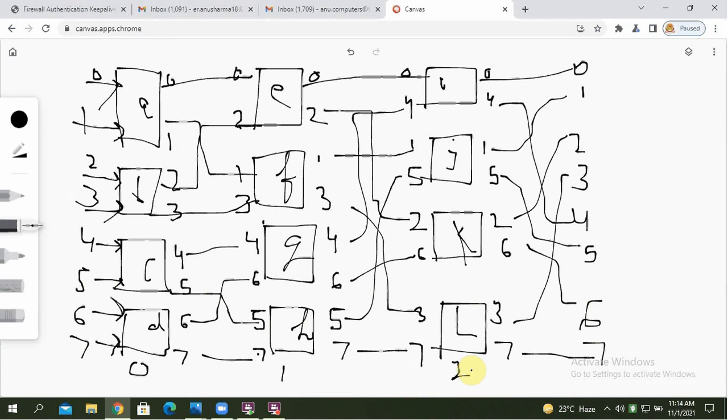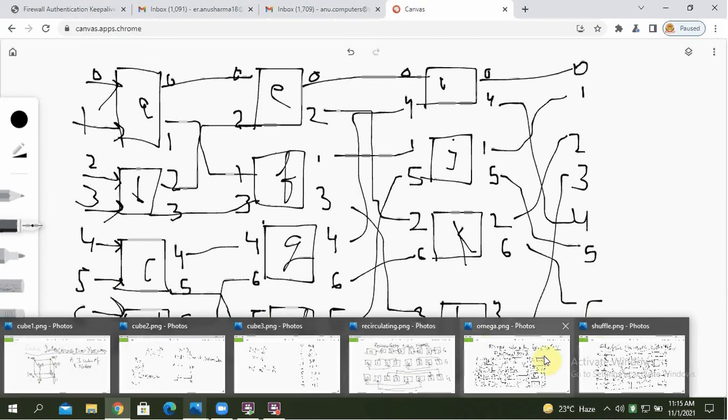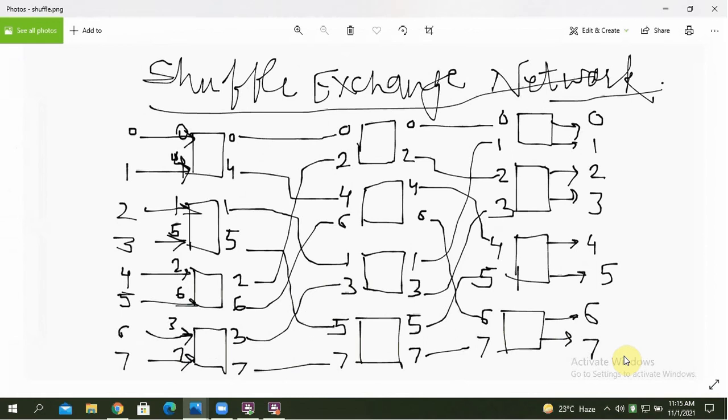Now come to shuffle exchange and omega network. The class of shuffle exchange network is based on two routing functions, shuffle and exchange. The shuffle exchange function has been implemented with the multi-stage omega network. The omega network for n equal to 8. An n by n omega network consists of n identical stages. Between two adjacent stages is a perfect shuffle interconnection.